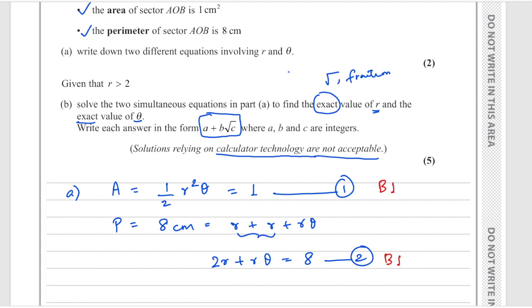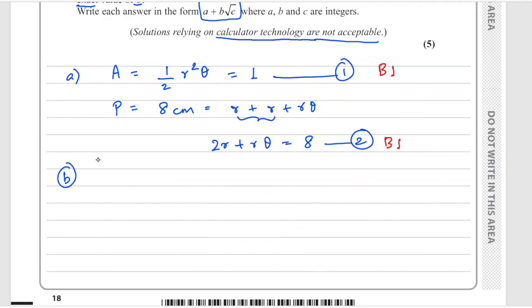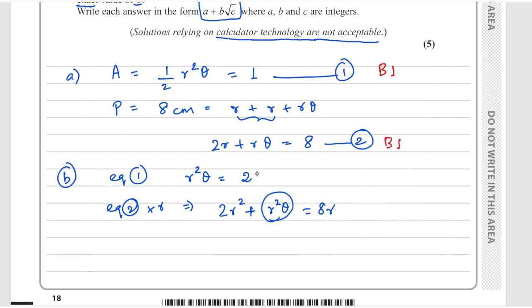Okay. So we have these two equations, we just need to solve them. Let me simplify the first equation a little bit. If I multiply by 2 on both sides, I'll get r square theta is equal to 2. And the second equation, I multiply by r on both sides, because then I can get an r square theta in the second term. So that is equal to 8r. Now, the r square theta value is given as 2 from the first equation, so I can rewrite it as 2r square plus 2 is equal to 8r.